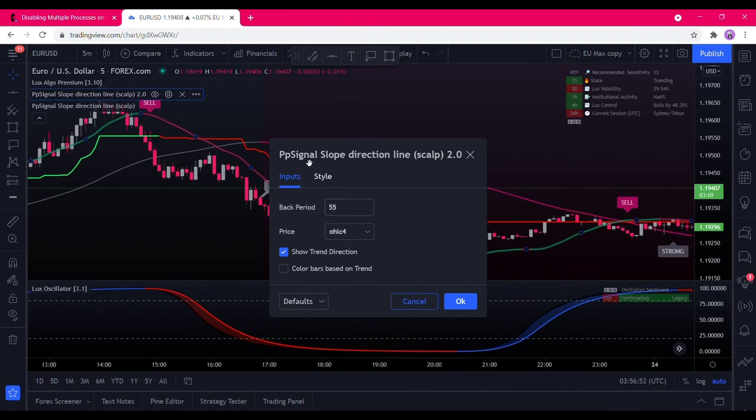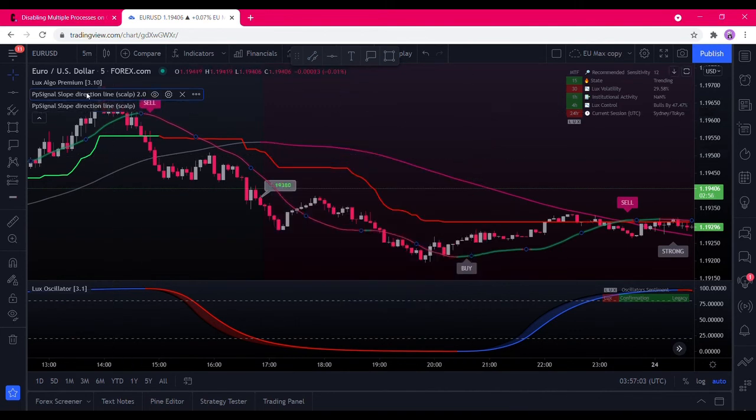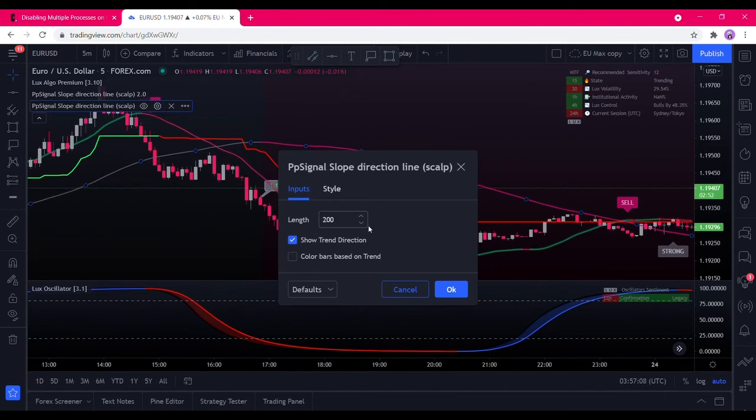So we have the 2.0. Make sure this is the 2.0 version because you will need this price option right here. Back period is 55. Price is whatever this is. Don't want to try to say it. We got PP signal, slope, directional line. The regular version, the length is 200.